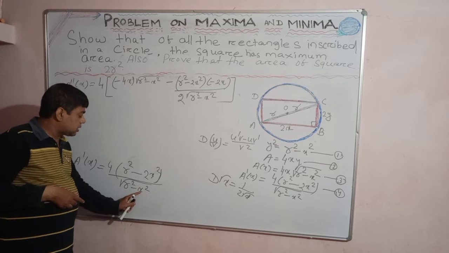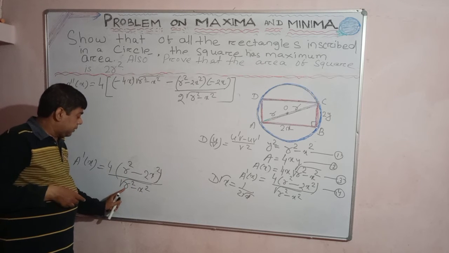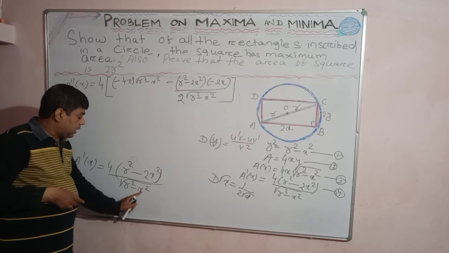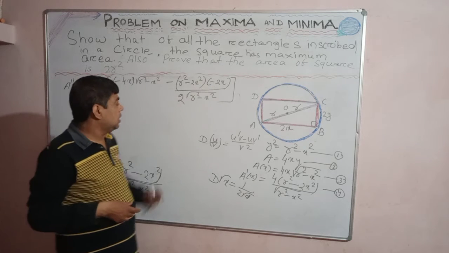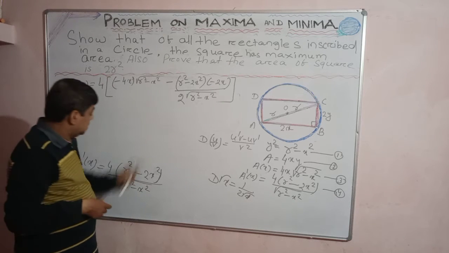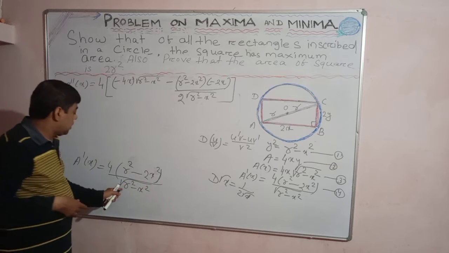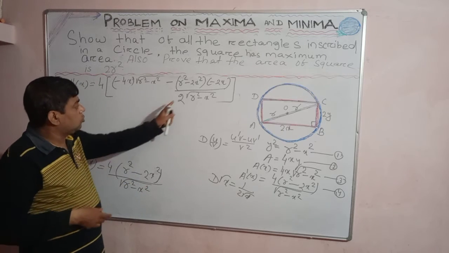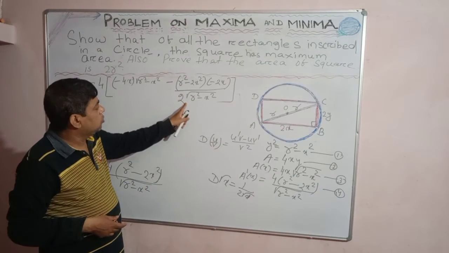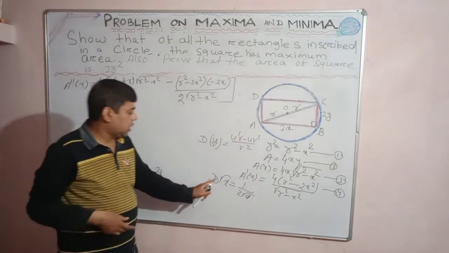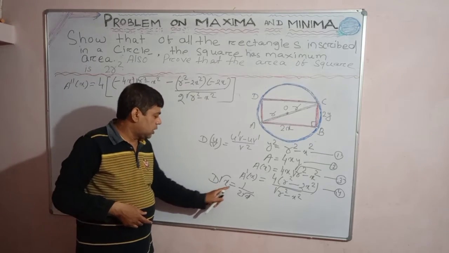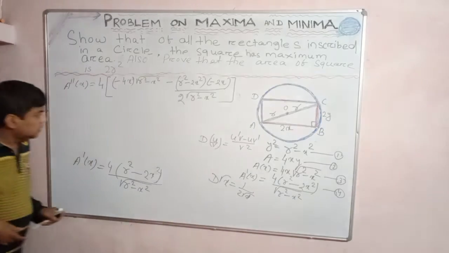R square minus x square: derivative of r square is 0 and derivative of minus x square is minus 2x. Then derivative of root of r square minus x square will be 2 into 1 by 2 into root of r square minus x square. According to the formula, derivative of root x is 1 by root x. Is it clear?